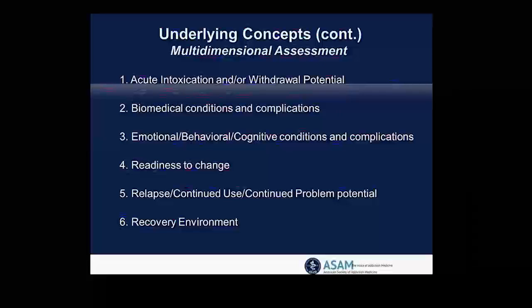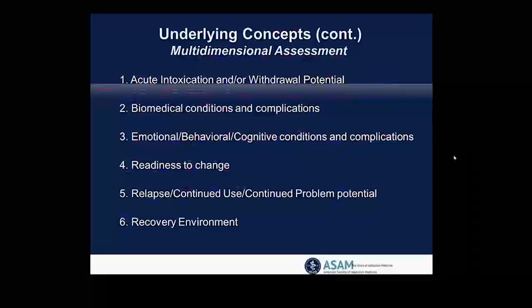Dimension 5 is called relapse/continued use, continued problem potential. It was originally in 1991 just called relapse potential, but actually a person may get a positive drug screen and that may not be a relapse if on dimension 4, readiness to change, they're not even interested in stopping the marijuana or not using the marijuana.